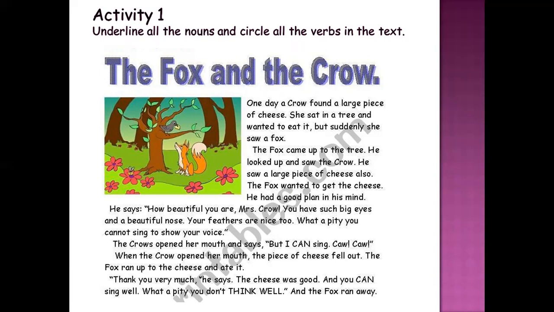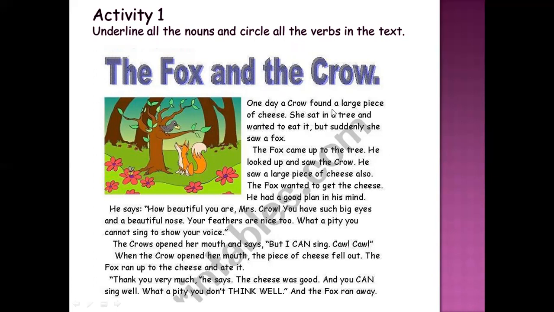Okay, you can pause the video and do the activity, and after that you can resume the video. Okay, I'm going to read the text. While I am reading the text, you can jot down what the nouns are and what the verbs are.